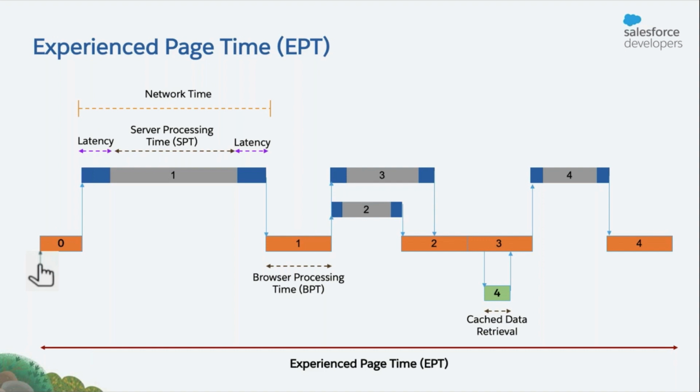But yeah, this is all about experience page time. Awesome. So I like this color code as well, where we can see the difference between the network time, browser processing time, and sometimes it gets the data from the cache, and all together from end to end, we call it experience page time. That's so great.